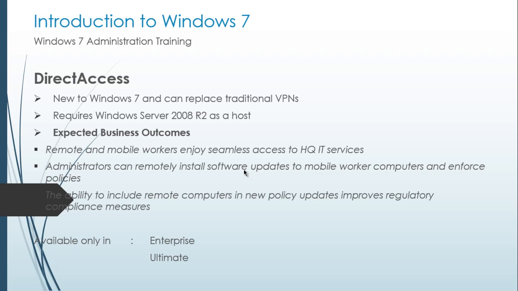But with VPNs, you have to initiate the VPN, and after that the system administrator or IT staff may push the software updates and the policies if they want to. The ability to include remote computers in new policy updates improves regulatory compliance measures. So this is called DirectAccess, and this facility is available only in Enterprise and Ultimate.